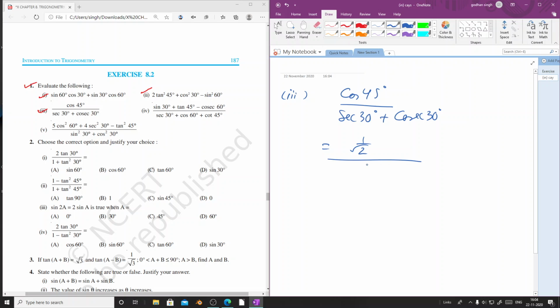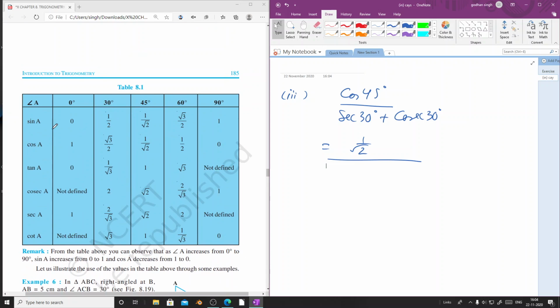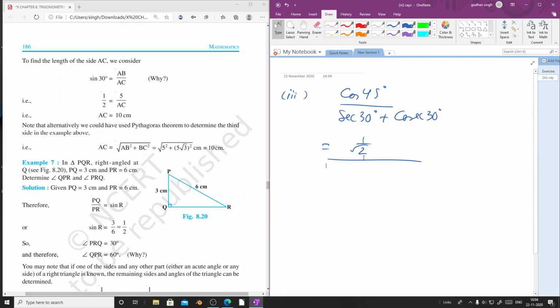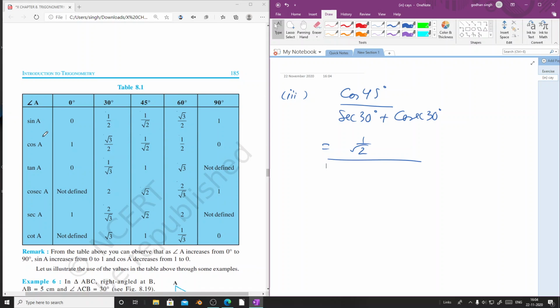suppose you do not know the value of sec 30. First of all, you must know all the values from the trigonometric table which we already have. They were all told to you at that time. This is the trigonometric table. Remember all these values. In case you do not, even if you remember the values of sine and cos, that will be more than enough.